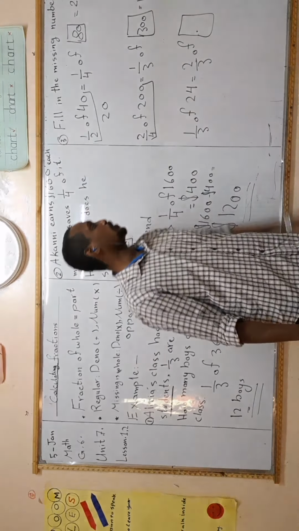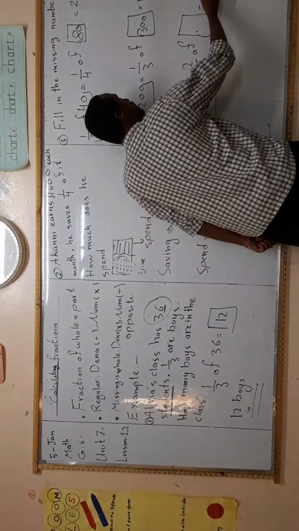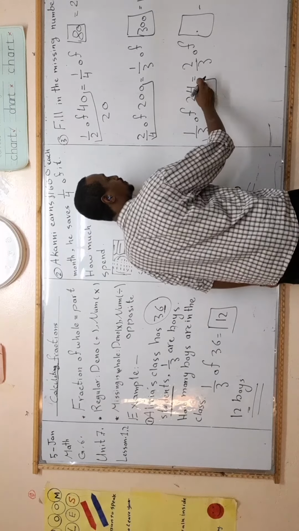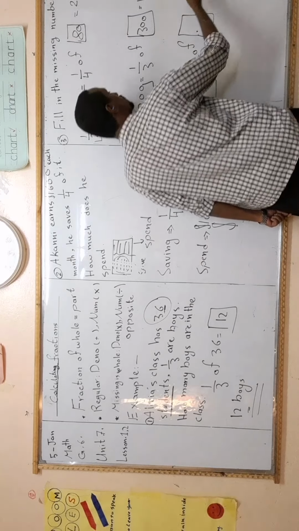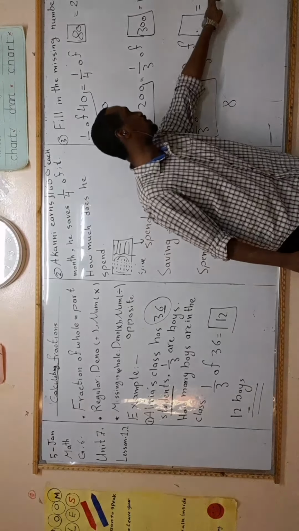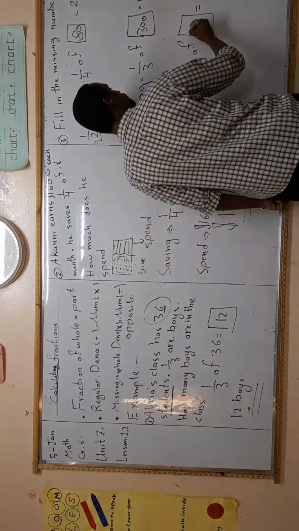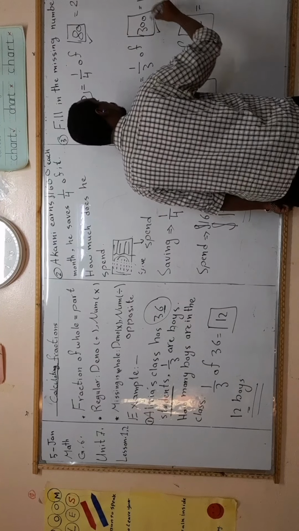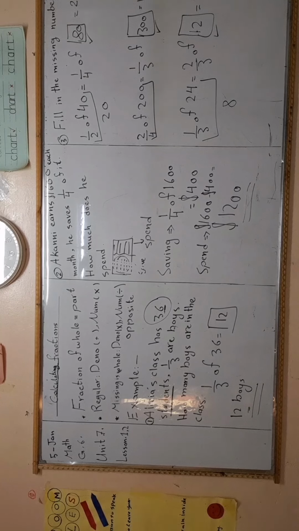The last thing, 1/3 of 24. I'm going to find this first, then write it here. 1/3 of 24 equals 8. That means the number here should equal 8. So I do the opposite. Instead of 8 divided by 3, I'm going to say 8 divided by 2 equals 4. 4 times 3 equals 12. That means here is 80, here is 4, here is 12. This is all for today.